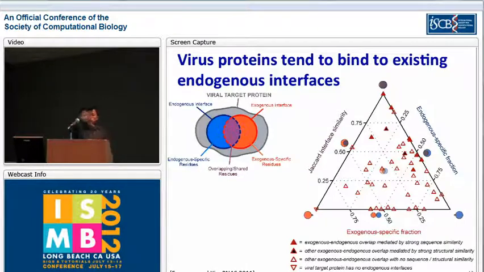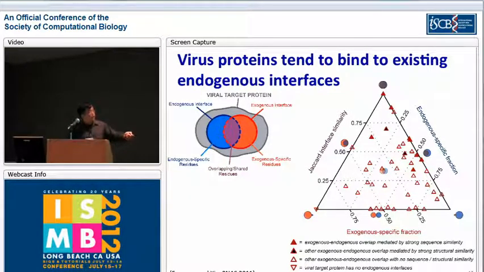Okay? So if you just pick two random interfaces on the surface of a protein, most likely they will not overlap at all. So the fact that they overlap to any degree is actually quite significant. You can do statistical calculations. This is extremely significant.